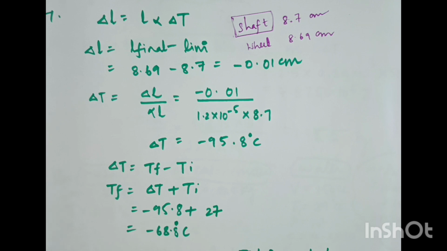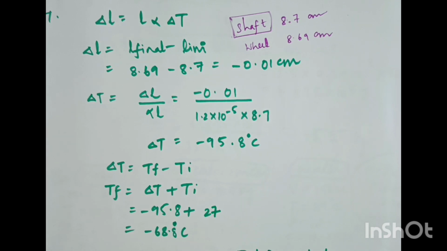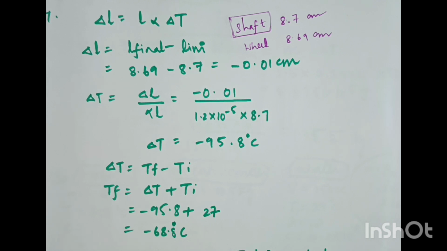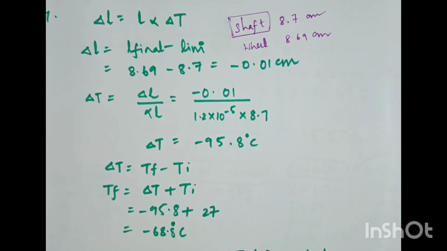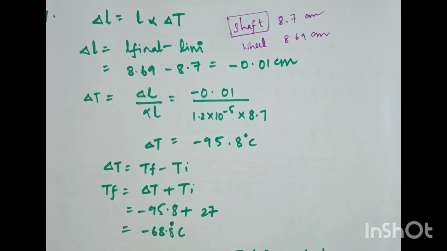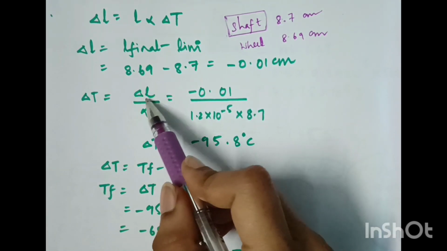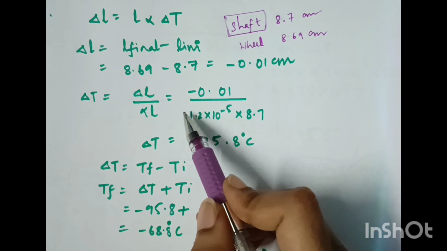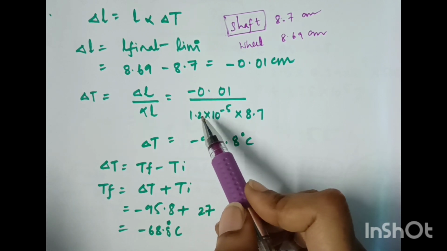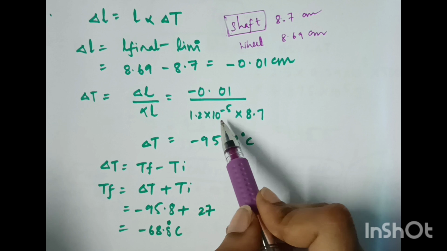Now delta T equals delta L by alpha L. Why are we finding delta T? Because we should know the final temperature. For finding the final temperature, we should know the change of temperature, and to find the change of temperature, we should know the value of delta L. So from this, delta T equals delta L by alpha L. What is delta L? It is minus 0.01 centimeter. What about alpha? It is given in the question, 1.2 into 10 power minus 5.